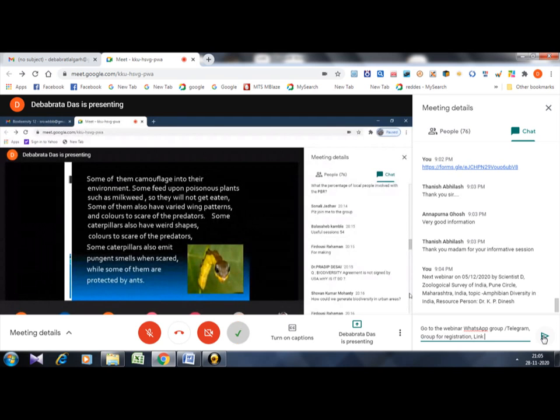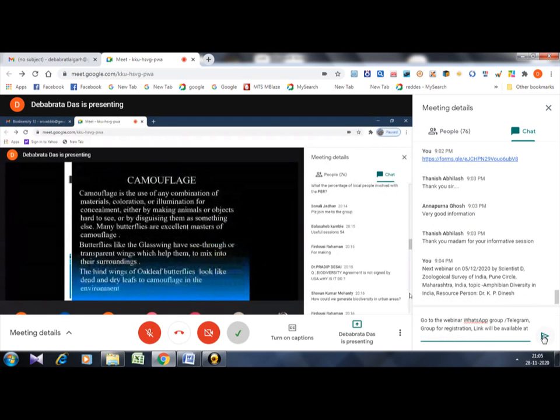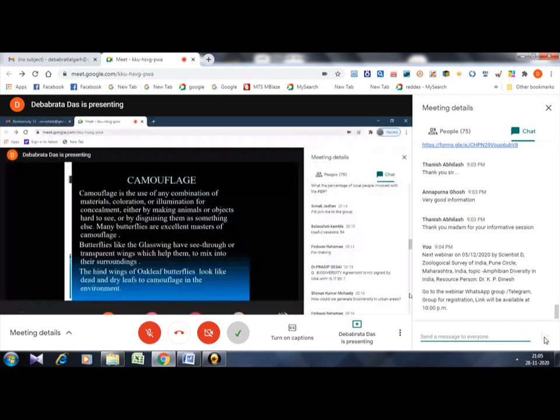So in this matter, they protect themselves. Now we come to camouflage. As I already told, camouflage is a process of disguising someone, or making them hide, or concealing them. Butterflies like to camouflage very much, and there are many butterflies that are masters of camouflage.